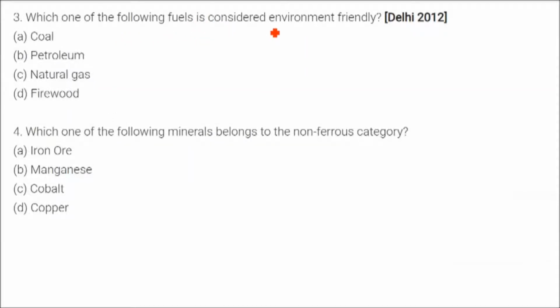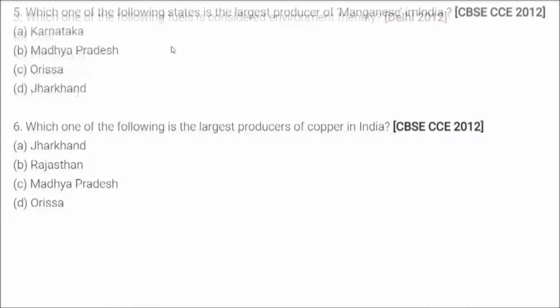Which one of the following fuels is considered environment friendly? This is natural gas. We make CNG from this, we compress it, and it's quite a clean fuel. Which one of the following minerals belongs to the non-ferrous category? The answer is D, copper.